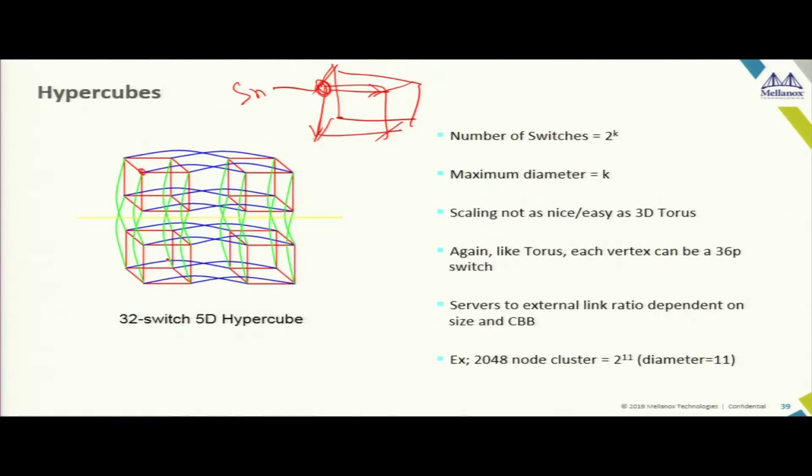For a 5D hypercube, the maximum number of switches it will have is 2 to the power k, where k is 5. The maximum graph diameter is equal to k. That graph diameter is nothing but the number of switch hops in your network. So this is again one way of connecting.